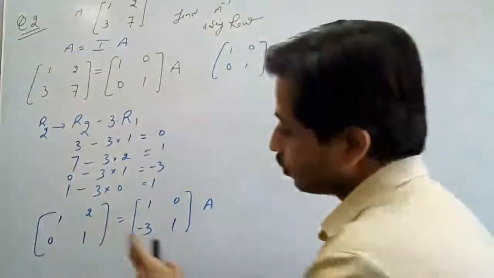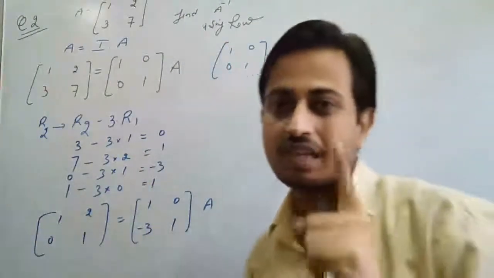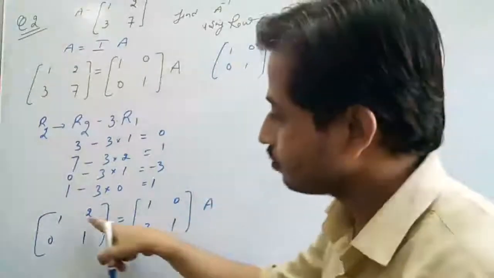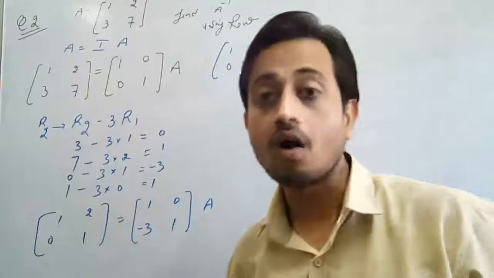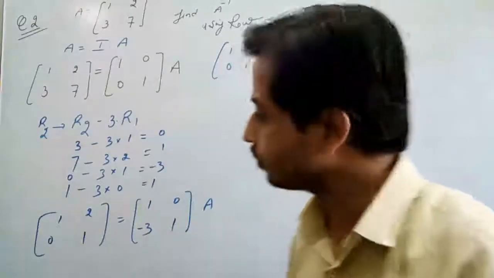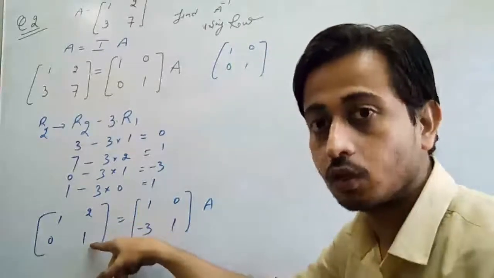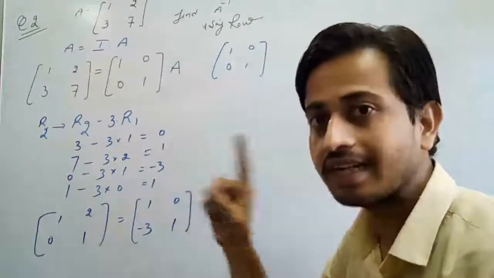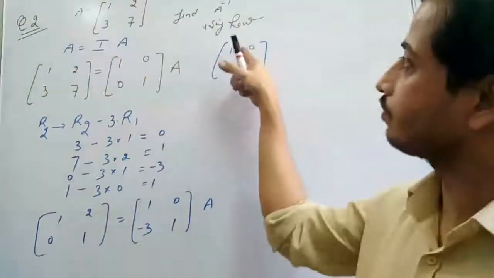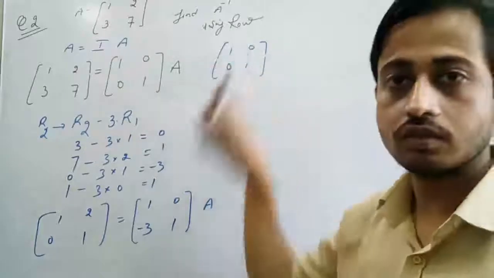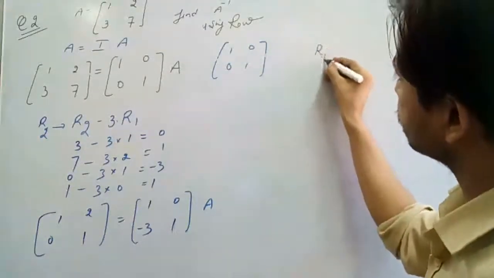Now please look at the second column, 1, 0, 1. It means we have all the elements except one. Here we have 2, but we require 0 here. How do we get 2 minus 2? We have to multiply by 2, so that 2 minus 2 gives 0. So we are going to apply the operation on the first row.